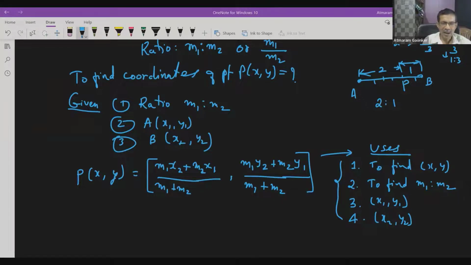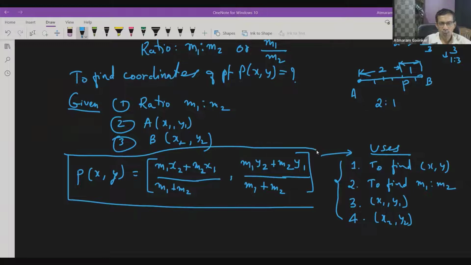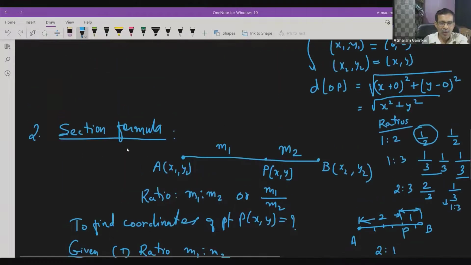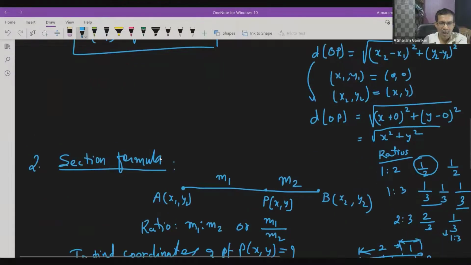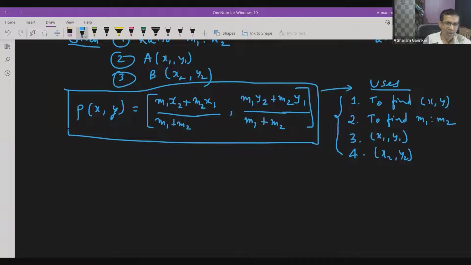Any question here? You have to remember this formula. So far, these 3 formulas, and this is the 4th one. And then I will tell you one more formula, a sub formula from this. So this is 1.